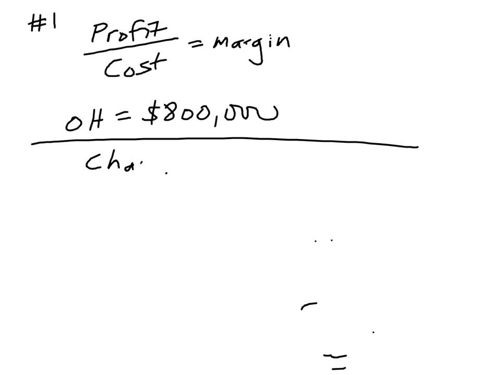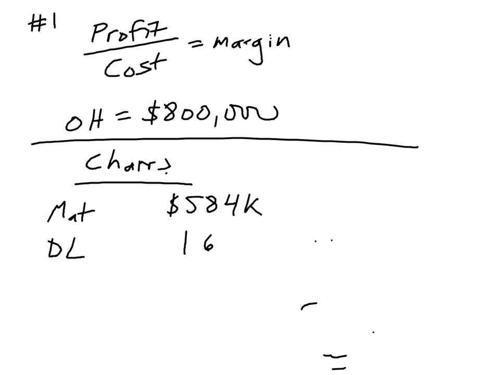So for chairs, we have to calculate the profit margin. We know that materials adds up to 584. Direct labor is 160. And then we have to allocate overhead. So overhead, as we said, is $800,000, but we're allocating it based on direct labor.